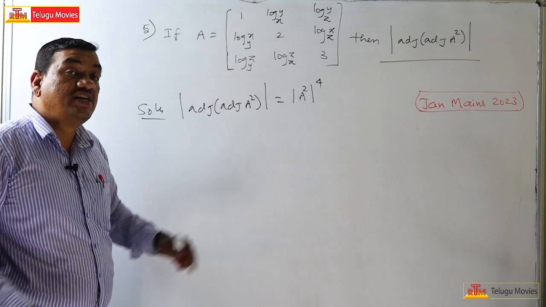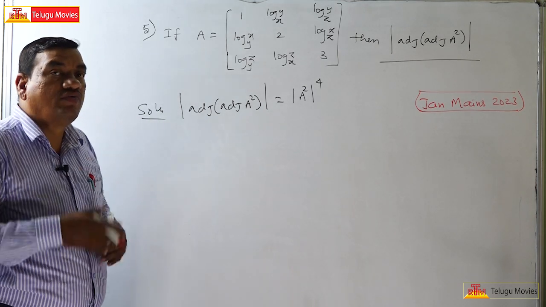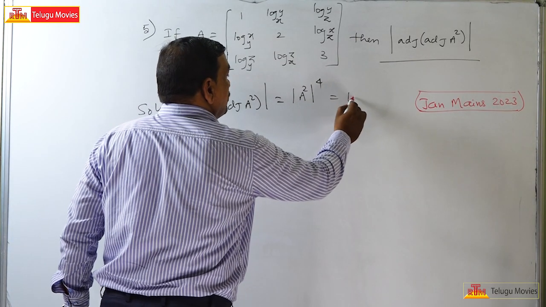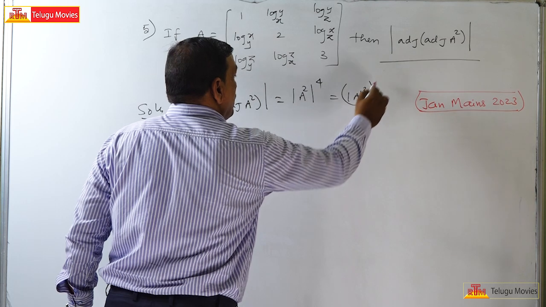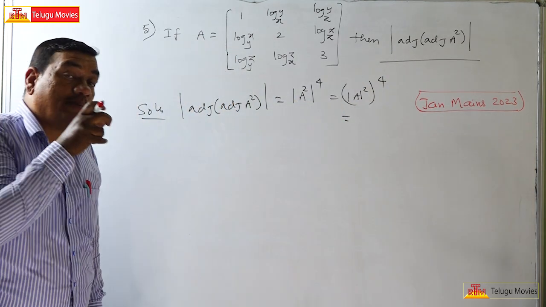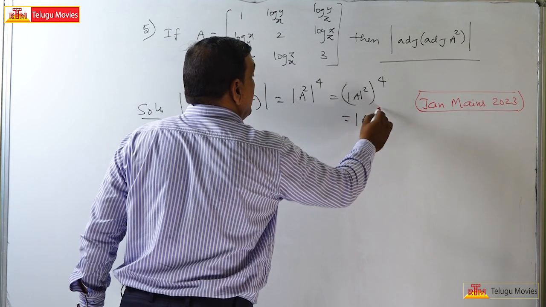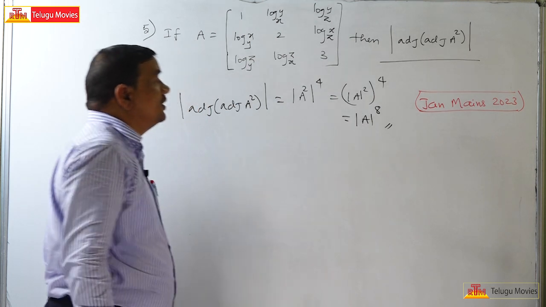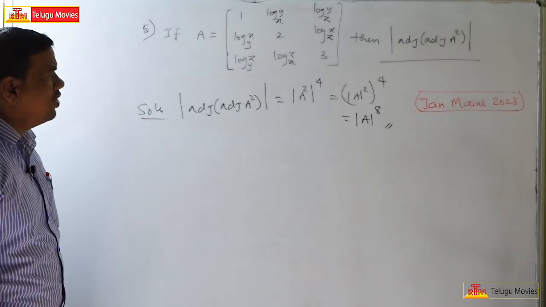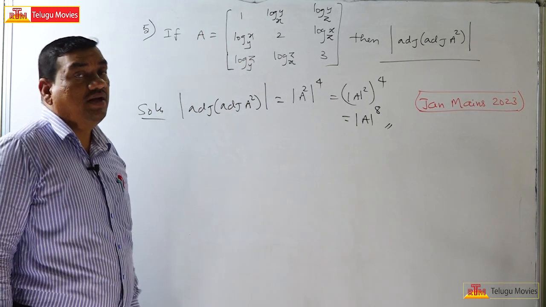There are two adjoints here. Modulus of A square, the determinant of A square, whole to the power of 4. By property, the determinant of A square is the same as the determinant of A whole square. So this is equal to the determinant of A to the power 2 times 4, which is 8. That means if you find the determinant of A, the problem is over. The whole problem lies in finding the determinant of the matrix A.